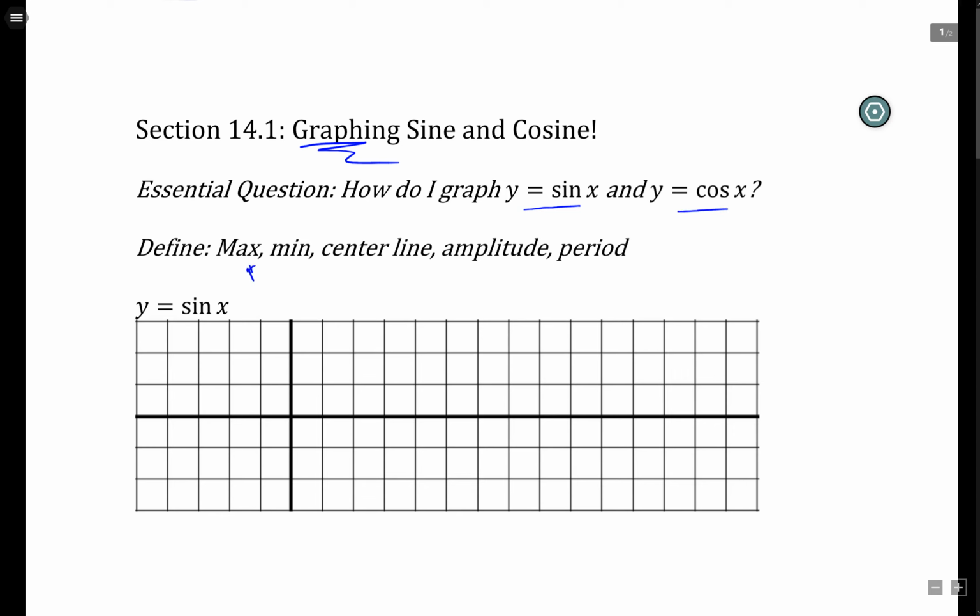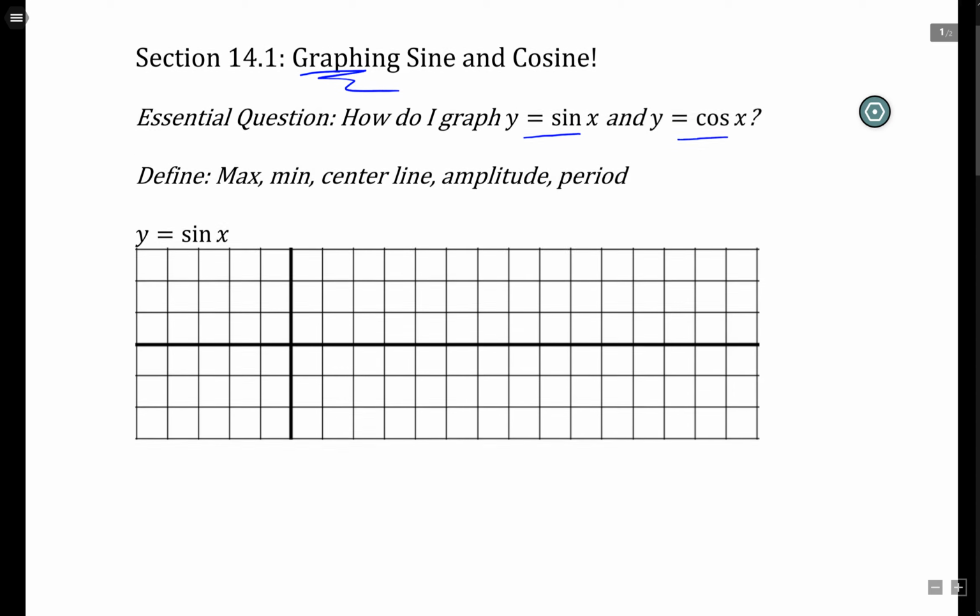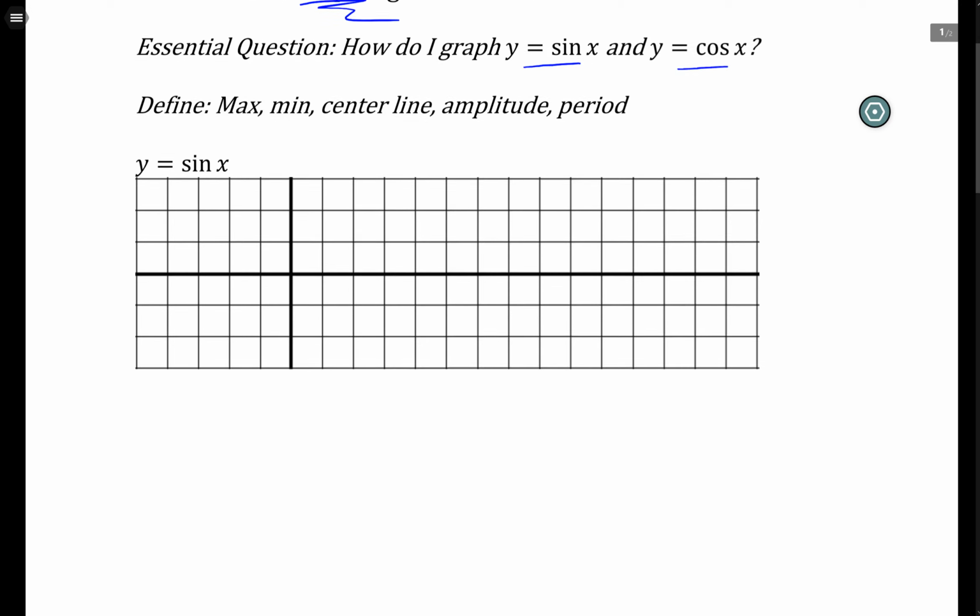There are a bunch of terms that we need to define because these are actually very different functions than we're used to. So in your own graph paper, go ahead and draw this coordinate plane, and notice that I've drawn it longwise. So just draw it longwise for yourself, and I'll tell you how we're going to label some things.